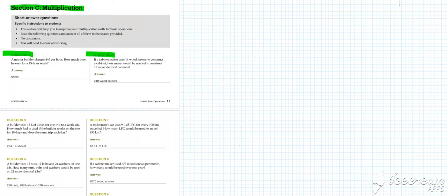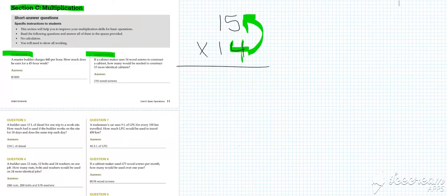Okay, so question 2, we've got 14 wood screws. And then he's making 15 cabinets. So we're going to multiply those numbers together. Doesn't matter which one you put on the top or the bottom. We're going to follow our process again. 4 times by the 5 gives us 20. 0 on the bottom. Carry the 2 over as a plus.